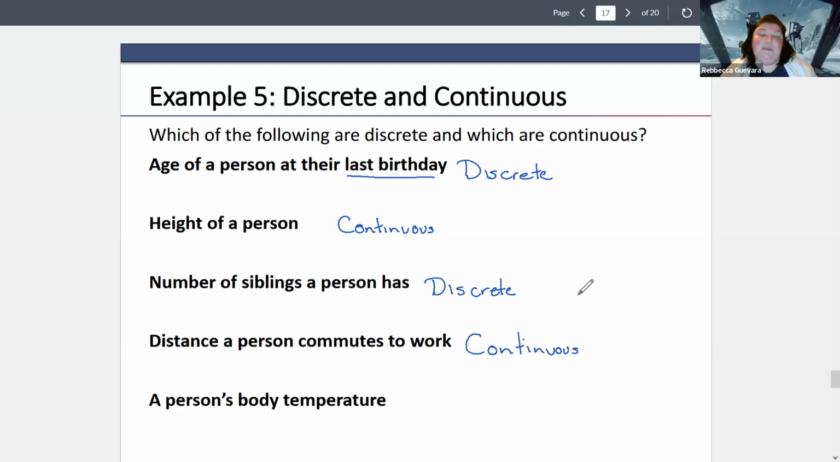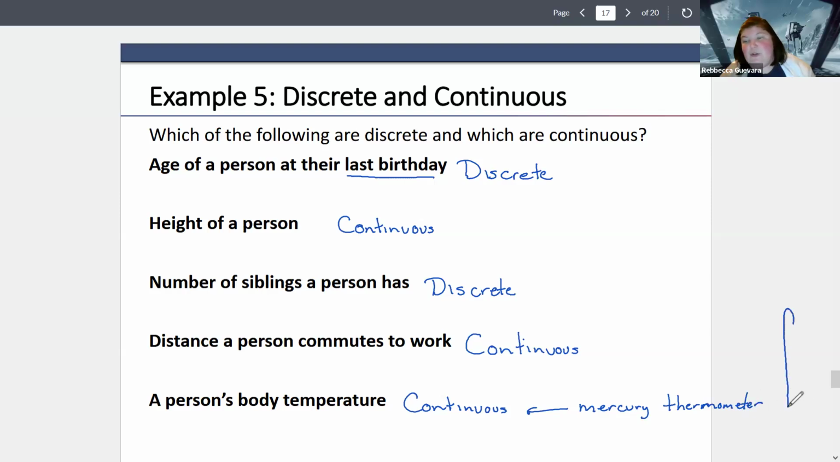Now, a person's body temperature technically would be continuous. I just want to point out that this is a little bit dependent on the device of measurement. So if you used a mercury thermometer, then you would say it's continuous, because with a mercury thermometer, the temperature could be here, but it can keep on going up and it fills in that entire space. Everything in there it could possibly be. However, sometimes you might consider it discrete if you use a digital thermometer.